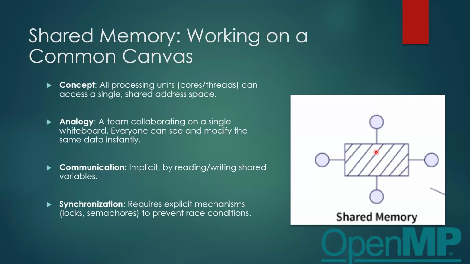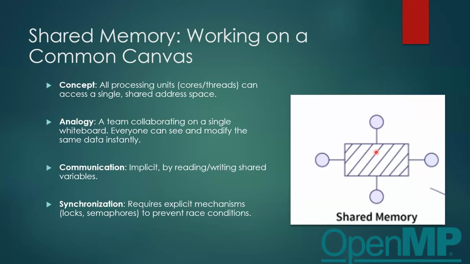The cons of shared memory: it will always have updated data, but there will be a latency in data access, which will be really worst when we run real world applications. You got me? So in shared memory, how does it work? All processing units can access a single shared address space.